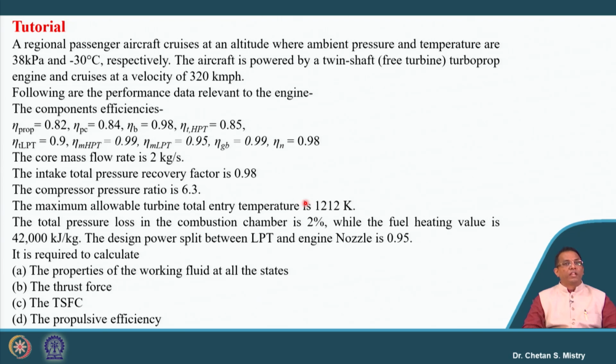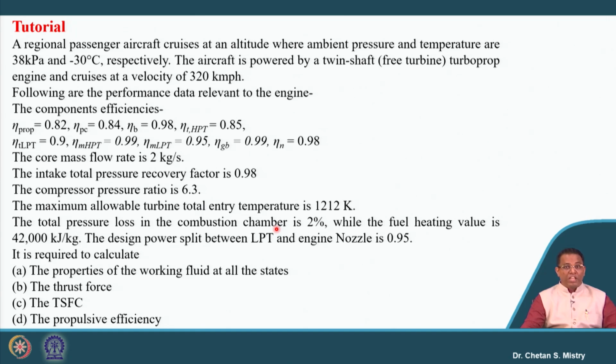Now in this case, the core mass flow rate is given, it is 2 kg per second. The inlet total pressure recovery factor is 0.98. Compressor pressure ratio is 6.3. Maximum allowable turbine entry temperature is 1212 Kelvin. The total pressure loss in the combustion chamber is 2%. Consider the heating value of the fuel as 42,000 kJ per kg. The design power split between the LP turbine and the engine nozzle is 0.95.